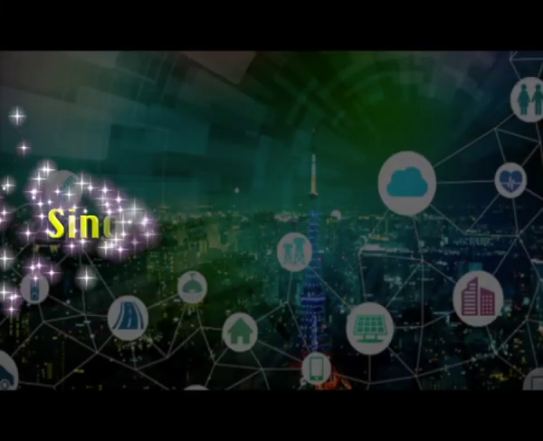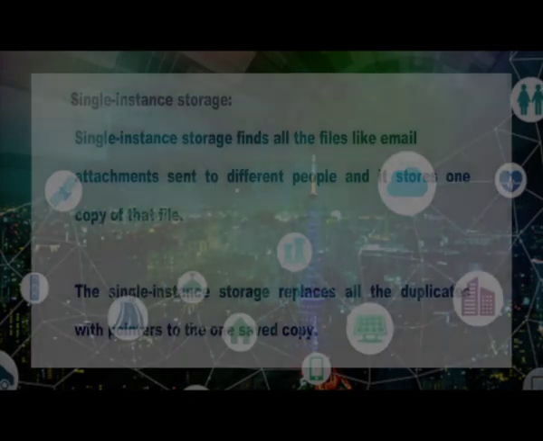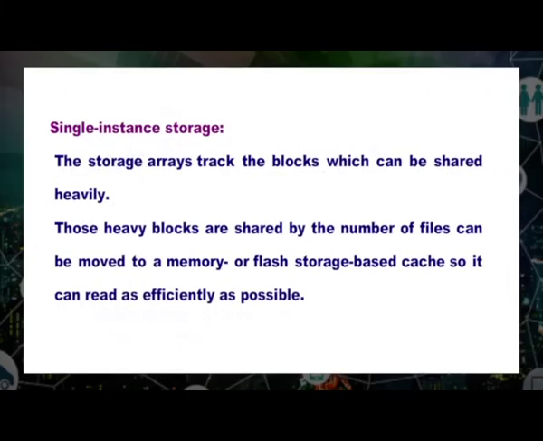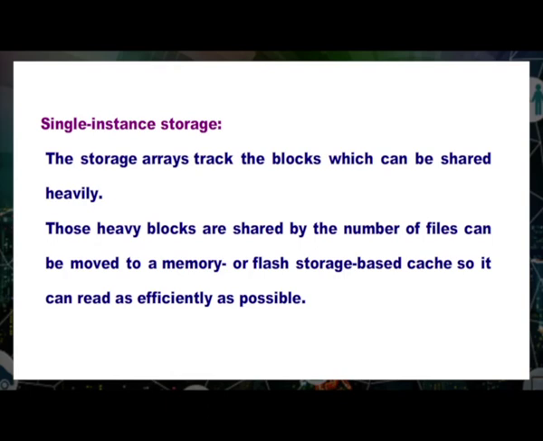The next one is single instance storage. Single instance storage finds all the files, like small attachments sent to different people, and it stores one copy of that file. The single instance storage replaces all the duplicates with pointers to the one saved copy. The storage arrays track the blocks which can be shared heavily. Those heavy blocks, shared by a number of files, can be moved to memory or flash storage. It is based on cache, so it can be read as efficiently as possible.